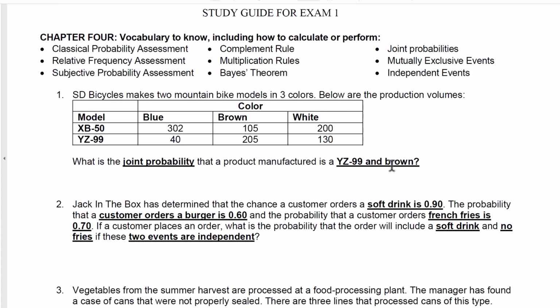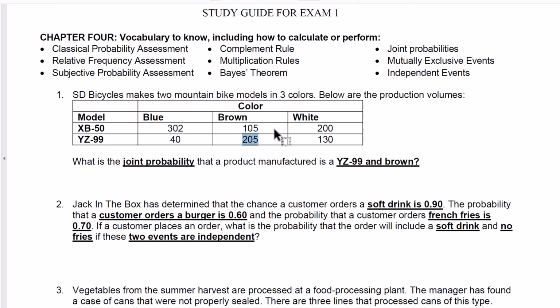So all we got to do is look at our table and find the number of bikes that meet those two conditions, so the joint conditions. So we have the YZ99 and then the brown, and that's 205. So then that is our numerator to calculate our probability, and our denominator is simply adding up all of the bikes that were produced.